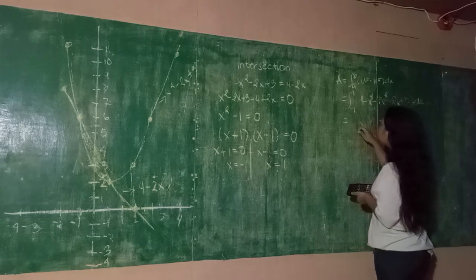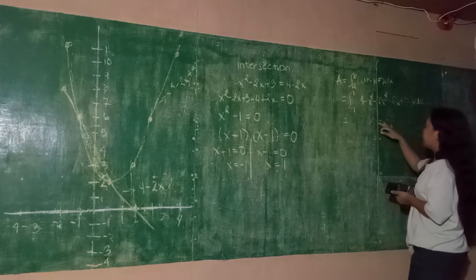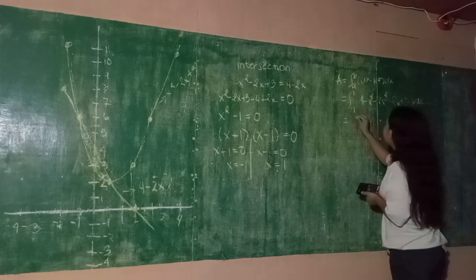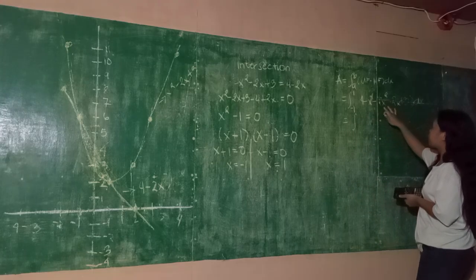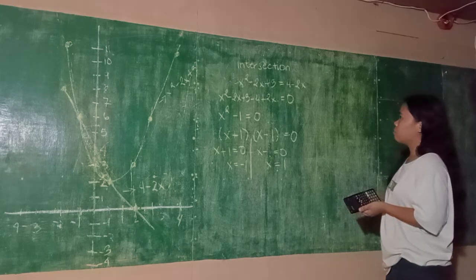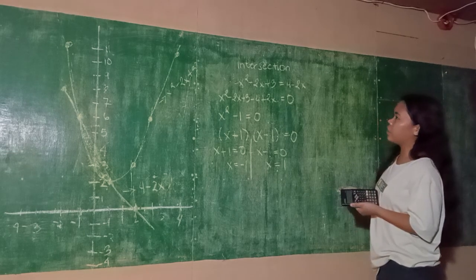And then we're going to combine like terms. And so it will become integral of, so distribute negative sign to x squared. 3. And now we're going to solve for the area.